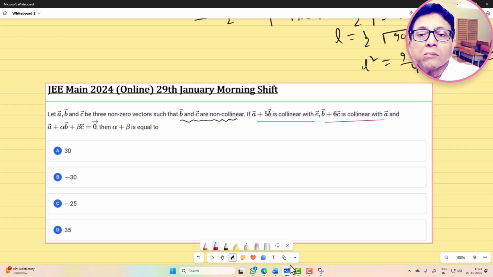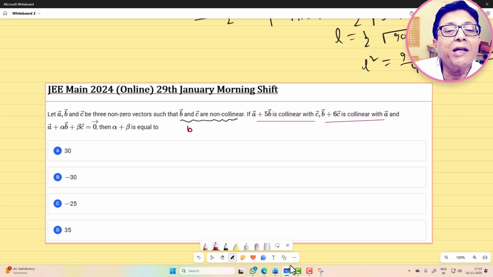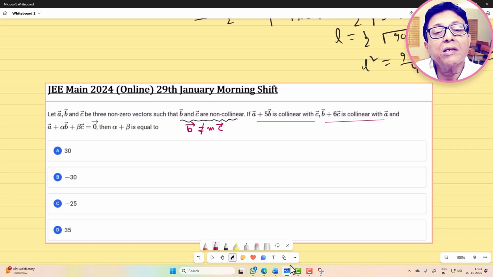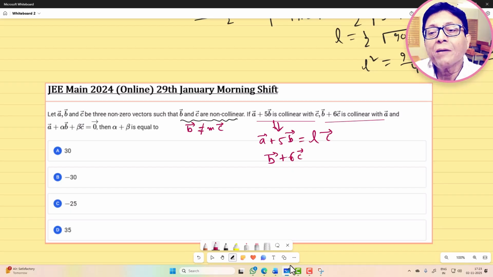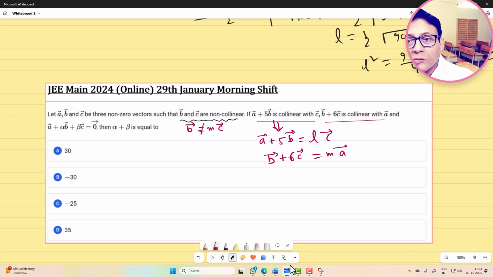Okay? So how to proceed? Given B and C are non-collinear. So it means you cannot write B equal to some scalar into C. You cannot write this. Never. They are not equal like this. But you can write A plus 5B equal to some scalar into C. B plus 6C equal to some scalar into A. This you can write.